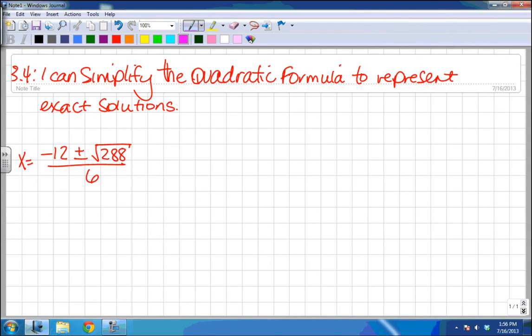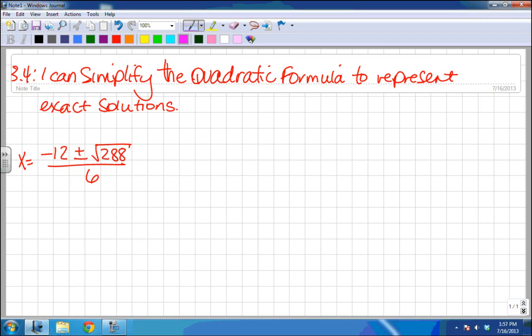This is learning target 3.4. I can simplify the quadratic formula to represent exact solutions. The previous learning targets have all been about simplifying the quadratic formula. The other skills in this learning target are all background skills for being able to simplify such an expression.